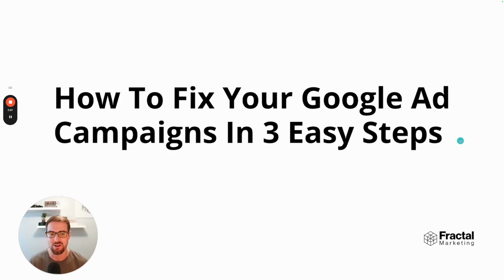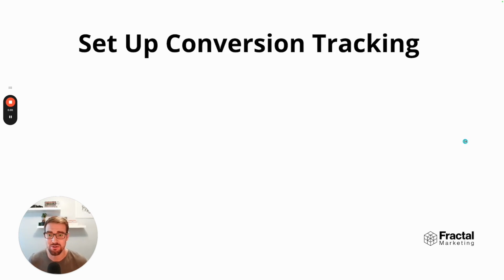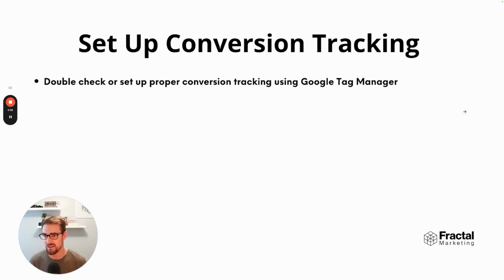3 easy steps. So to start, if you're really not sure what to do with your ad account and you're really struggling with everything, the first place to always go is your conversion tracking. So if you haven't done so yet, make sure that you double check or set up proper conversion tracking using Google Tag Manager. Google Tag Manager is the best tool you can use to set up your tracking. You could use analytics, you could use a third-party tool, but I really wouldn't recommend that. They often over-report. So what I'd like you to do is go back in and double check or set up that conversion tracking via Google Tag Manager. That's the best way to do it.